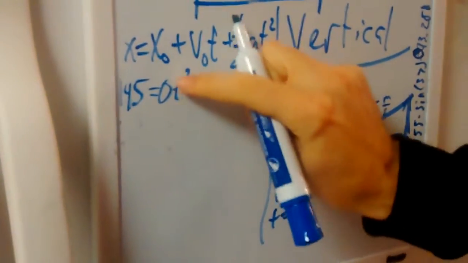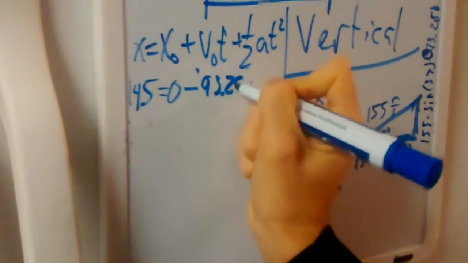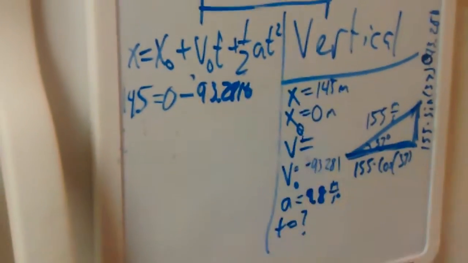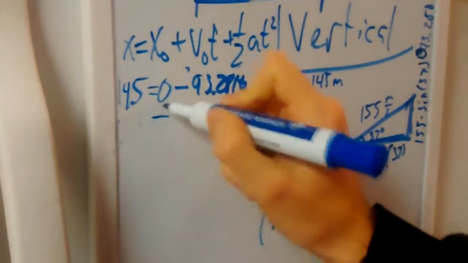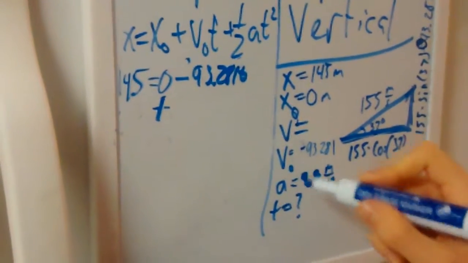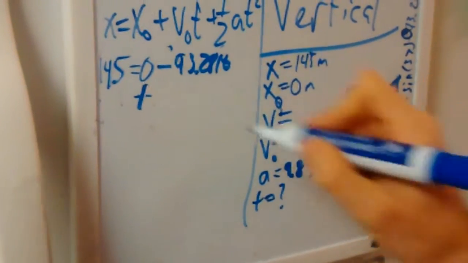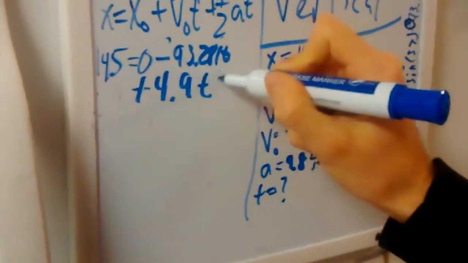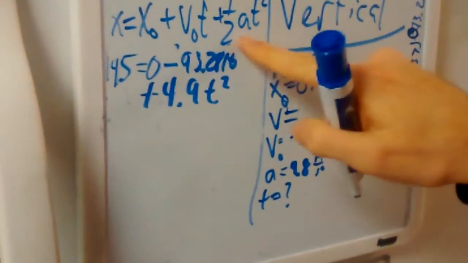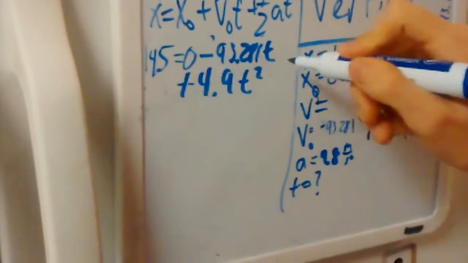This would be minus because it's a negative. So 0 minus 93.281 t plus 1/2 times at squared. So 1/2 times 9.8 is 4.9 t squared. Let me make this clear. This is 93.281 t.